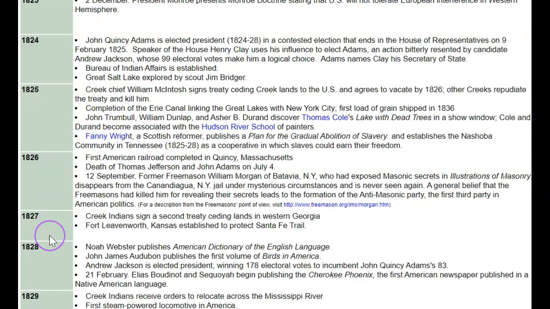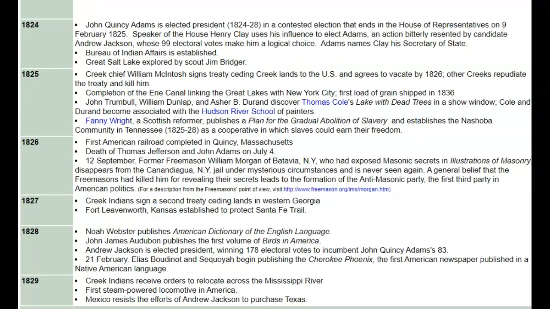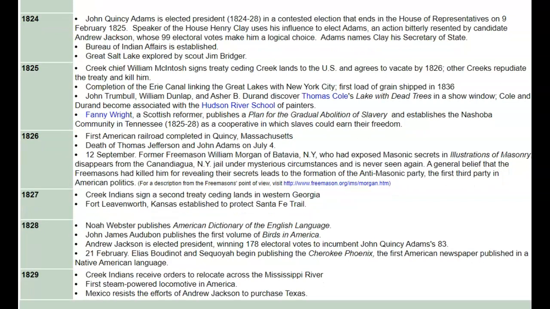In 1827, the Creek Indians signed another treaty, giving up more of their lands in western Georgia, and the Santa Fe Trail was established. And John Quincy Adams, who was president in 1824, guess who's back? That's right, Andrew Jackson, elected president, winning 178 electoral votes.